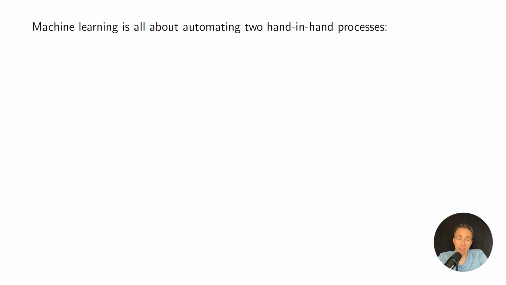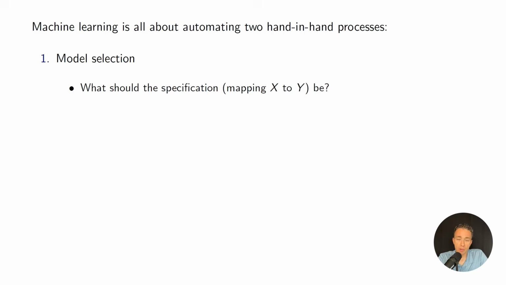And machine learning is all about automating two hand-in-hand processes. The first process is what's referred to as model selection, which in econometrics parlance, we would call the model specification. In econometrics, we typically have some theoretical reason for asserting a particular specification. But in machine learning, the researcher is much more open to what the right specification could be. And so you can think of several dozen potential models and selecting the best one out of all of those.